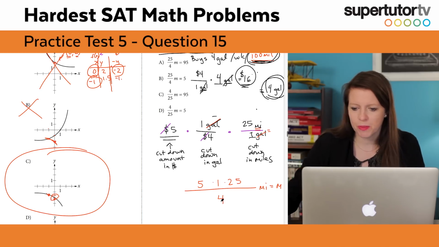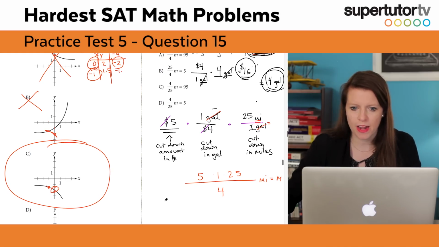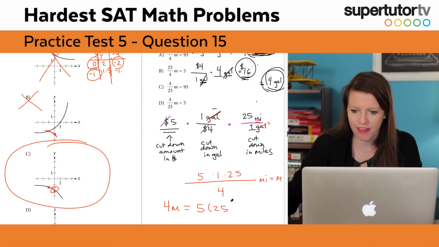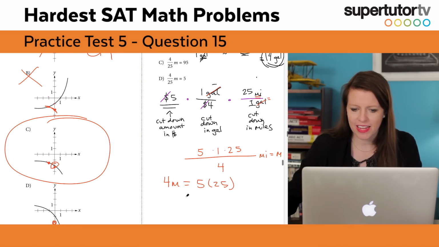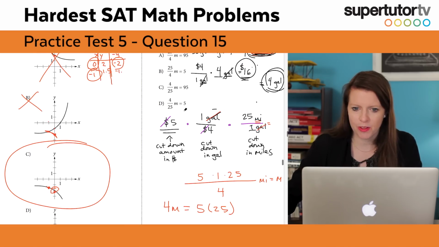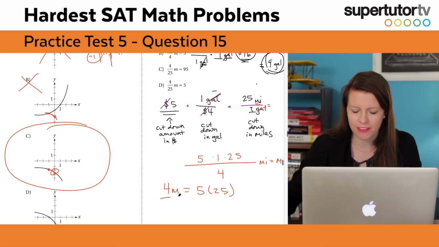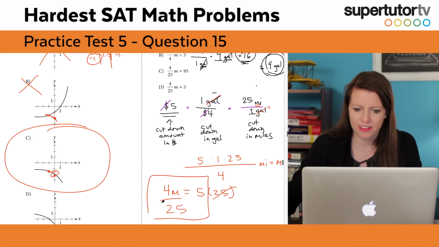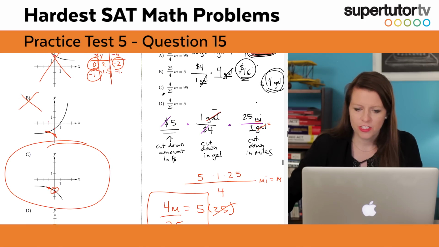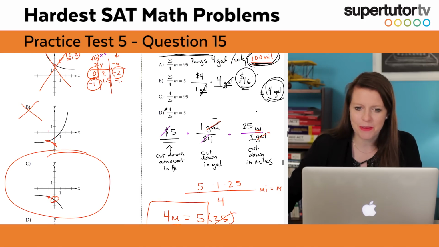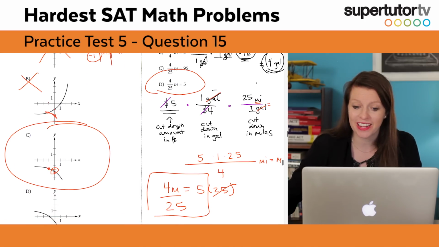So I need to make this look like this. So what I'm going to do is multiply both sides by 4, and I get 4M equals 5 times 25. Okay? Now I get this, and it looks like I have to have a 25 on this side. I'm going to divide that by 25, and I get 5. Okay, so that's the right one. So that's how I do this with dimensional analysis. I know it was kind of confusing, okay? That's all I'm going to show you for today.